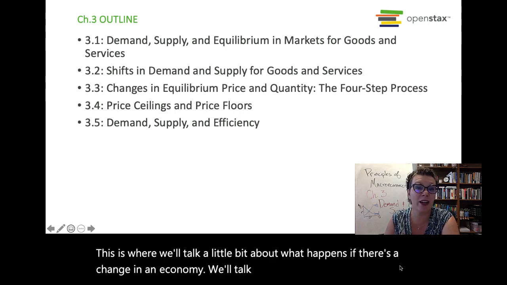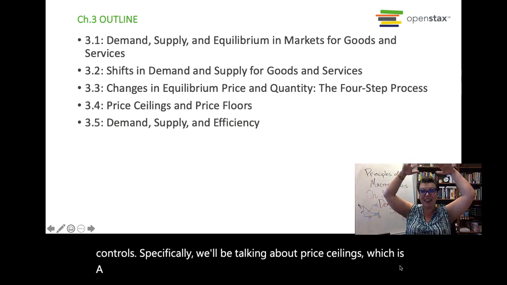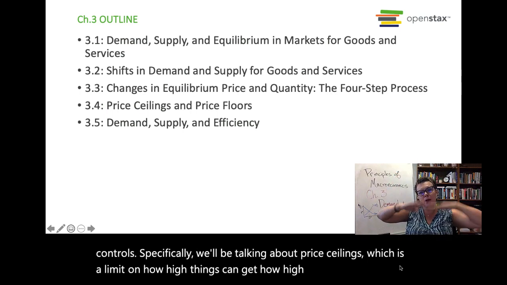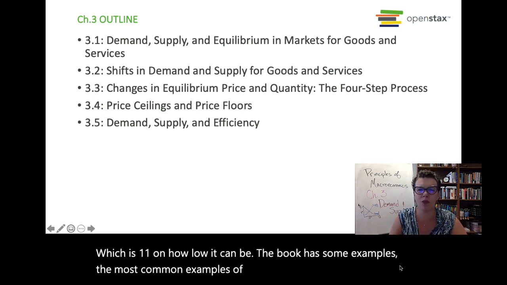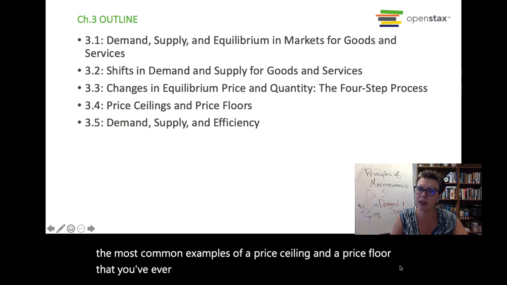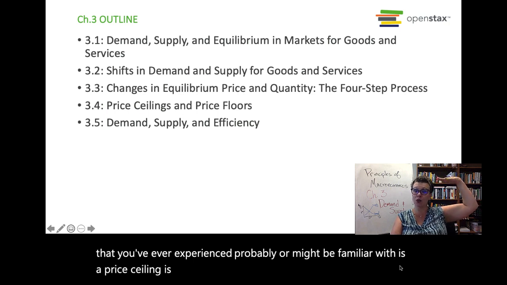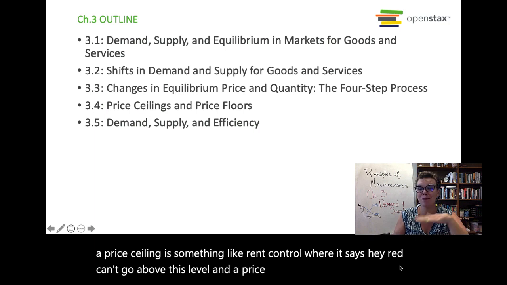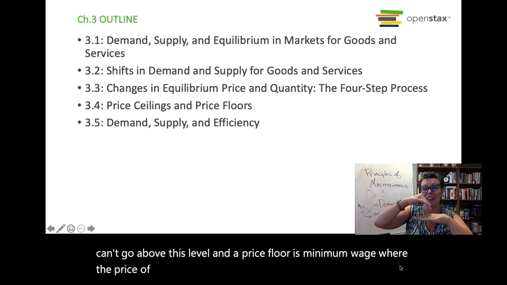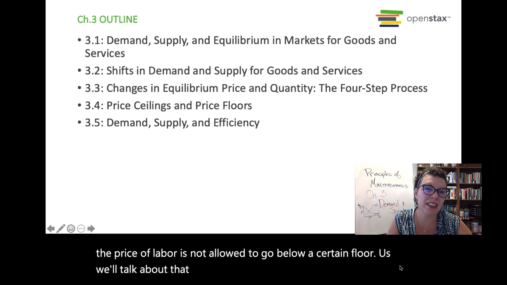We'll talk about different kinds of price controls. Specifically, we'll be talking about price ceilings, which is a limit on how high a price can be, and price floors, which is a limit on how low it can be. The book has some examples. The most common examples of a price ceiling and a price floor that you've probably experienced, or might be familiar with, is a price ceiling is something like rent control, where it says, hey, rent can't go above this level. And a price floor is minimum wage, where the price of labor is not allowed to go below a certain floor. So we'll talk about that and what that means for efficiency.